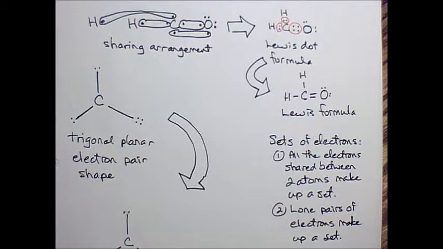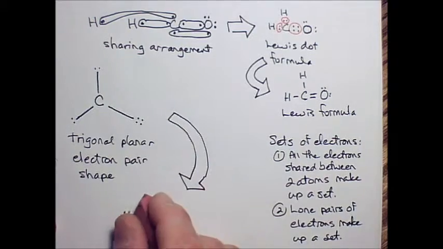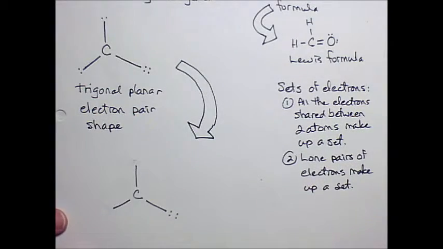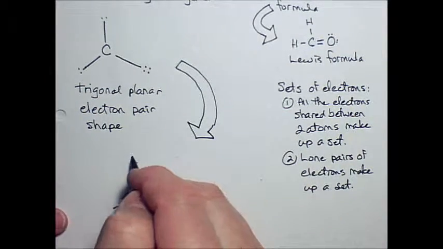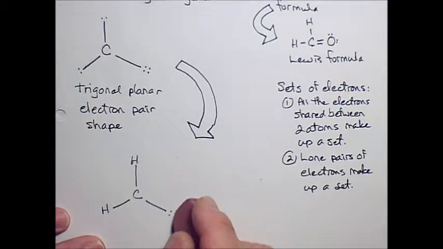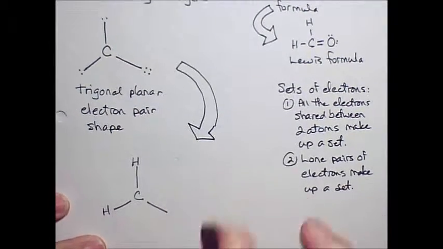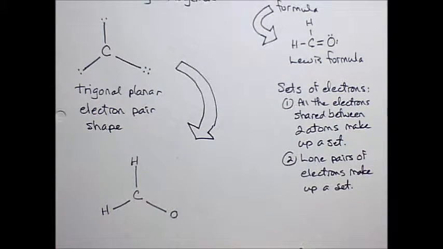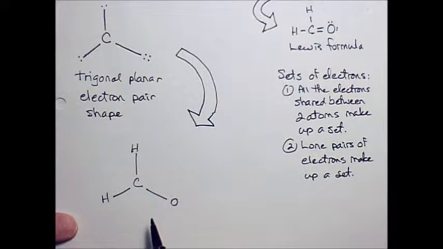We don't worry about that, because what we're interested in is the molecular shape here when we're done. So these 2 right here, these 2 single pairs, get replaced with the atomic symbol for hydrogen. And the double pair, the double bond, gets replaced with a symbol for oxygen. And when we're done with all that, we have a molecular shape, because there are no more lone pairs.